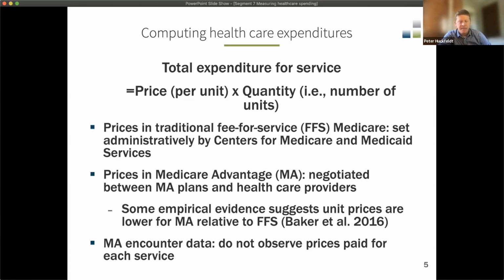In contrast, the prices for Medicare Advantage are negotiated between the Medicare Advantage plans and healthcare providers. And the key issue is that in the encounter data, you do not observe these prices. You can observe the utilization, but not the prices. So you have the quantity, but that's it. There are other data sources where you are able to see prices for Medicare Advantage plans, and there's evidence that suggests that the unit prices are lower for Medicare Advantage relative to fee-for-service Medicare. There's other evidence that suggests they're similar, but the key issue is just when you're working with these data, you're not going to know the price.